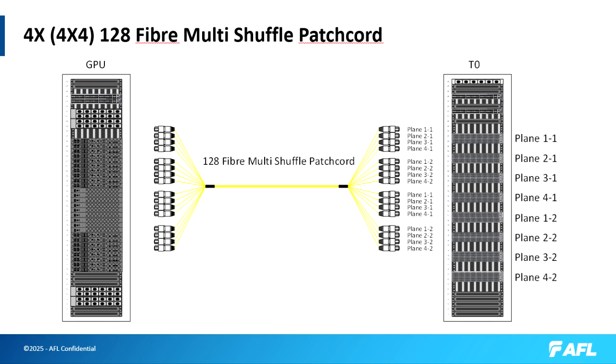And when you're running the latest NVIDIA NVL72, the GB300, there you're generally running 1152 fibers between the GPU rack and the T0 switch. So making multiple patch cords in the same cable saves a huge amount of space and weight in the basket. So doing a multi-shuffle patch cord running down the row is the most efficient and the most common we see in the large hyperscale data centers.